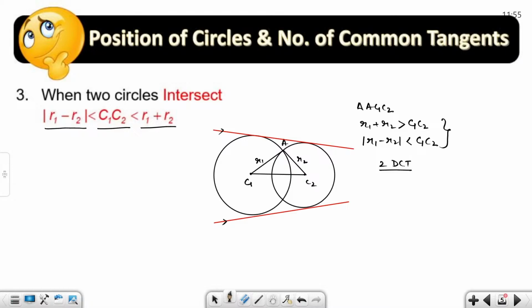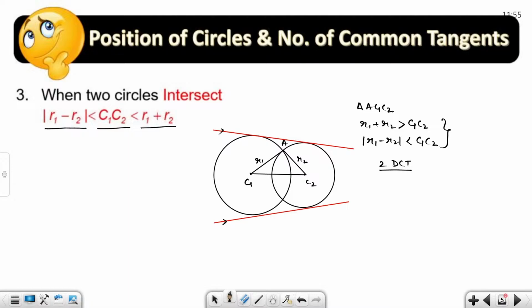So there are two tangents possible, and both the tangents are direct common tangents. No transverse common tangent is possible when the two circles intersect each other. Right? How do we know that this is a direct common tangent? As we can see, both the centers are lying on the same side of the tangent. Hence, it is a direct common tangent. Is it clear to all of you?